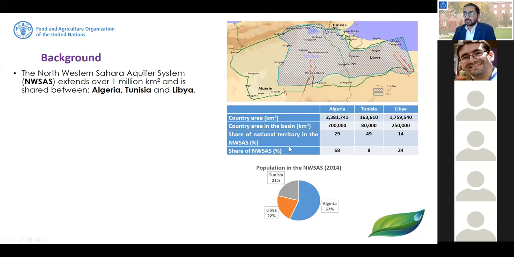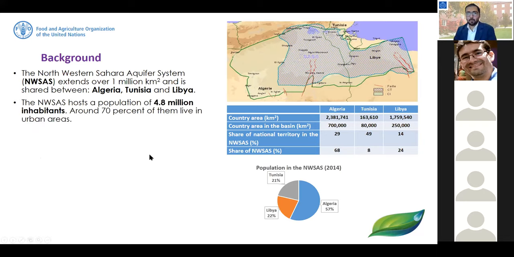So I was saying that it extends over 1 million square kilometers. So it's really a huge aquifer. If we look at the Tunisian part, although the Tunisian share is about 8% of the SAS region, when we compare this to the national territory of Tunisia, about 50% of the Tunisian area is lying over this aquifer. So it is important for all the countries, not only for Algeria.